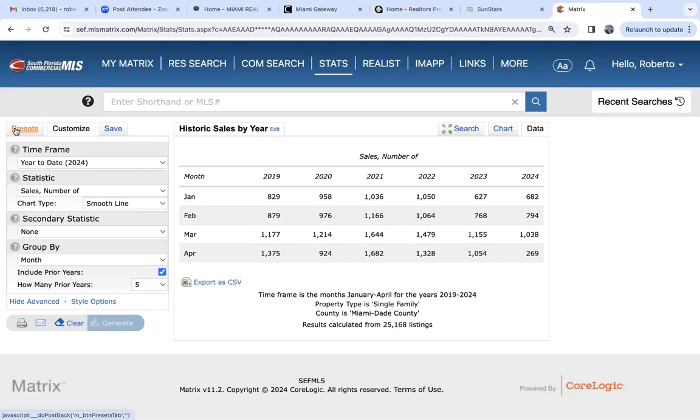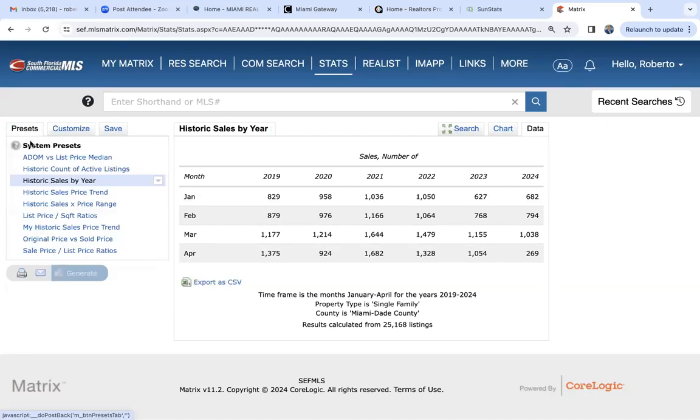Now, coming over here, we're going to go to presets, and we're going to do one more, and that's historic price trend. We're going to click on historic price trend. We're going to click on generate. All right, so let's take a look at the prices.